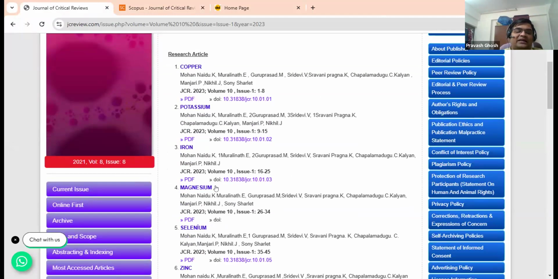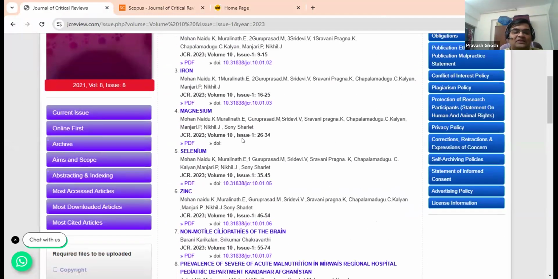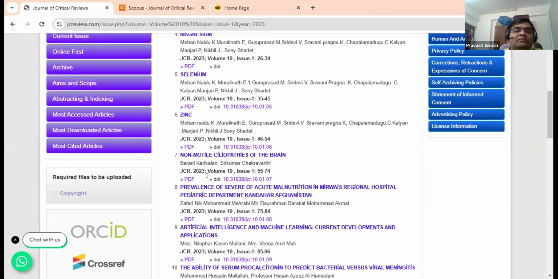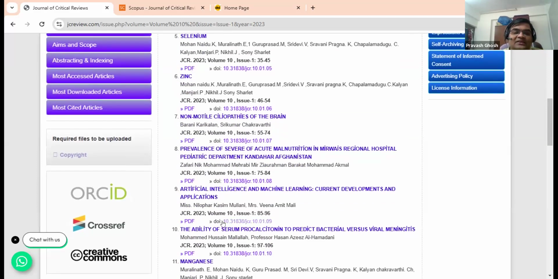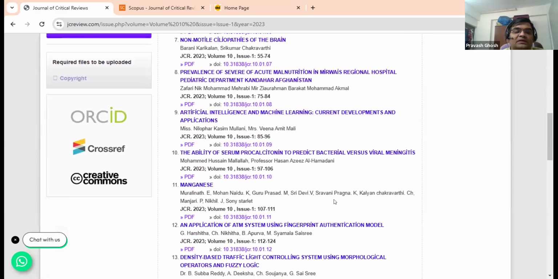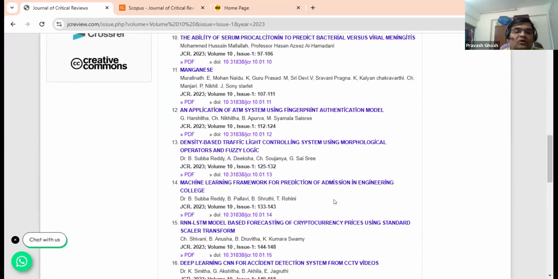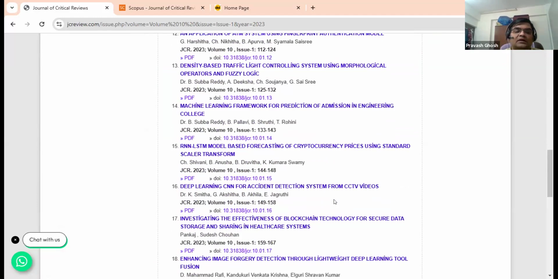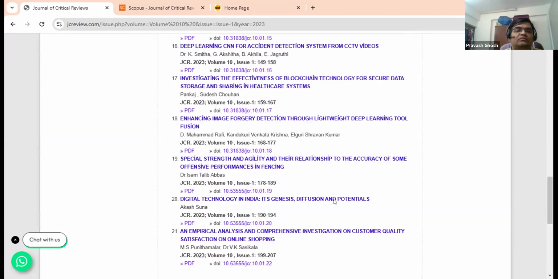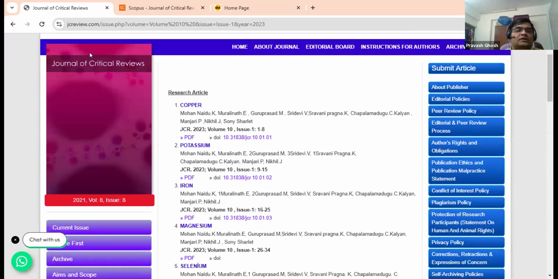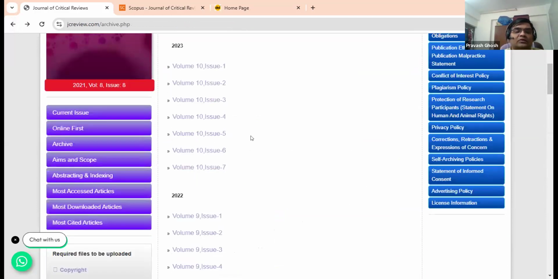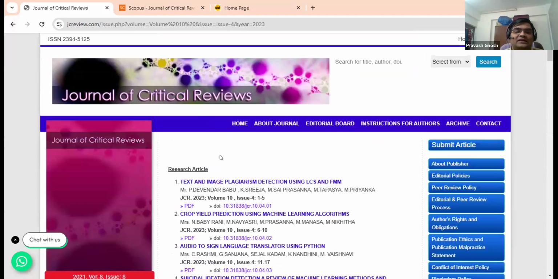Copper, potassium, iron. What is this? Can you see my screen? The journal names, I don't know what is this. There's something. They are artificial intelligence and machine learning. All Indians are coming. My God. Have you seen all Indians? Manjari and all those. Okay. All Indians. And what article they are doing, God knows. Research article. Okay. 23. Let us see.